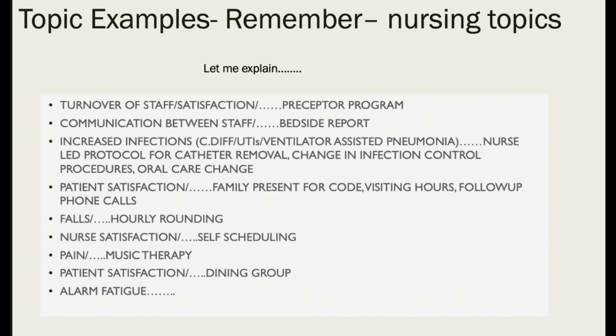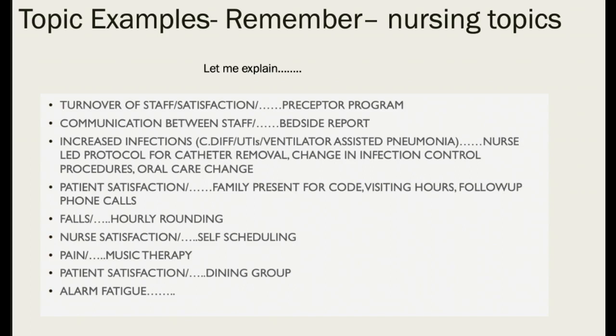So I don't mean the choice of antibiotics or something like that. That's a medical issue, but I do mean, for example, the use of nurse-led protocols for catheter removals. That's a way that nurses can have an impact in infection rates. Or perhaps change in infection control procedures, oral care to reduce ventilator-associated pneumonia. Those are nursing things. Maybe even the use of RFID hand washing processes that are kind of new.